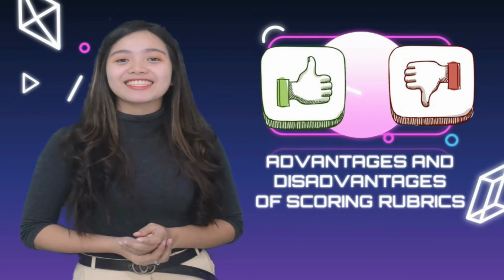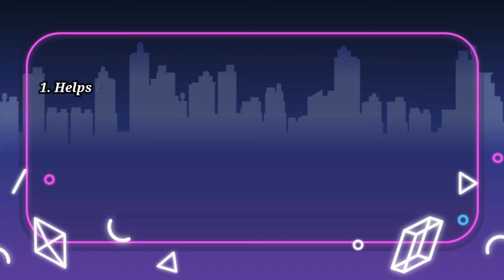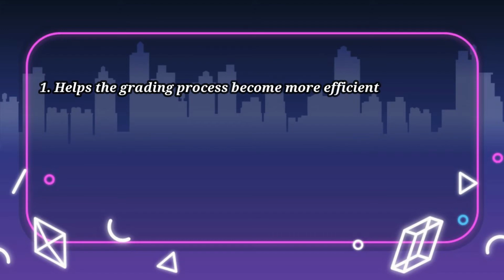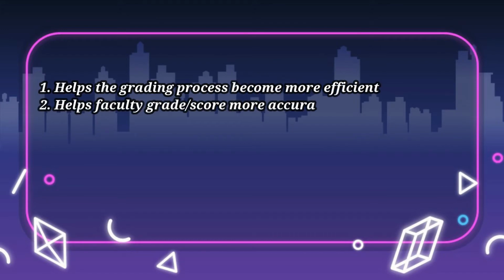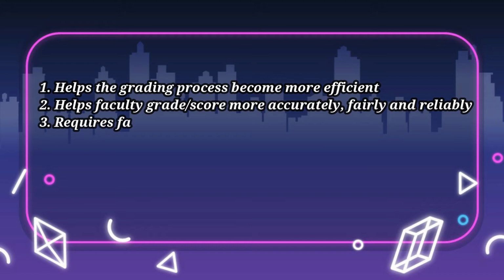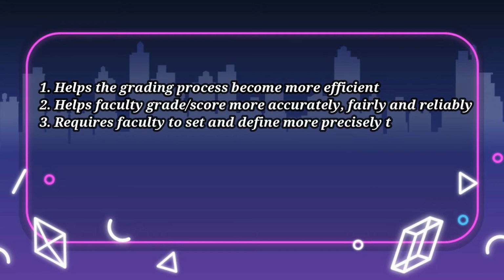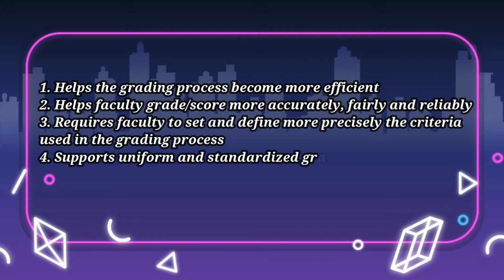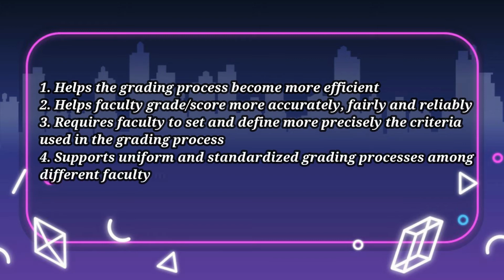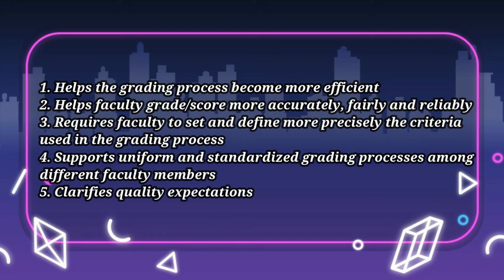Other advantages in scoring rubrics are: Number 1, helps the grading process become more efficient. Number 2, helps faculty grade or score more accurately, fairly, and reliably. Number 3, requires faculty to set and define more precisely the criteria used in the grading process. Number 4, supports uniform and standardized grading process among different faculty members.